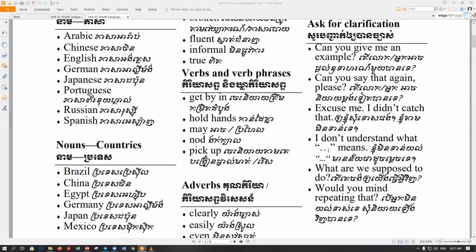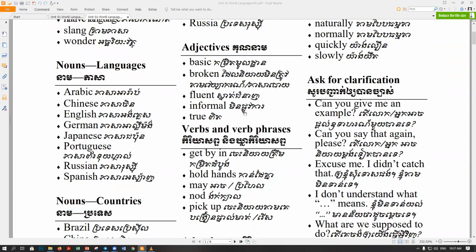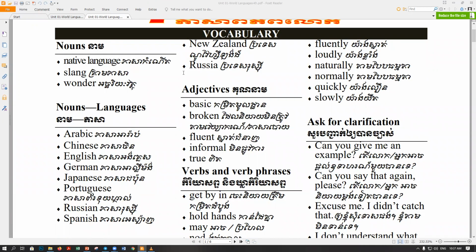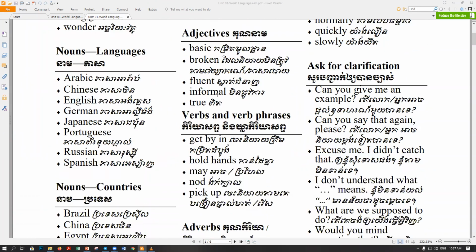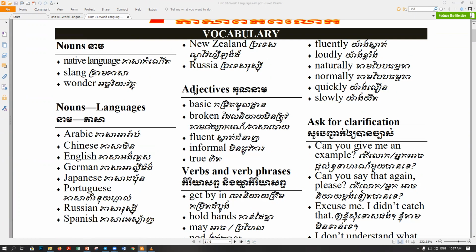Okay, now nouns about countries: Brazil, China, Egypt, Germany, Japan, Mexico, New Zealand, Russia. You know, we have 8 countries and also 8 languages that we learn in this unit. Look at adjectives: basic, broken, fluent, informal, true.